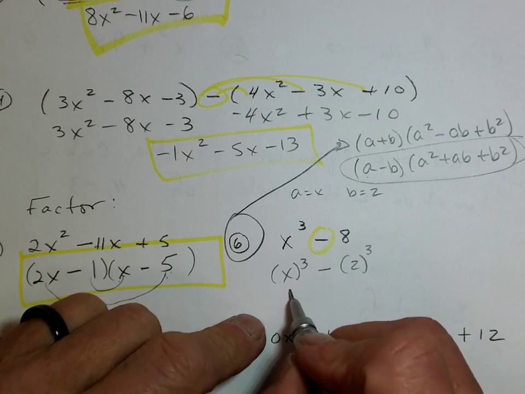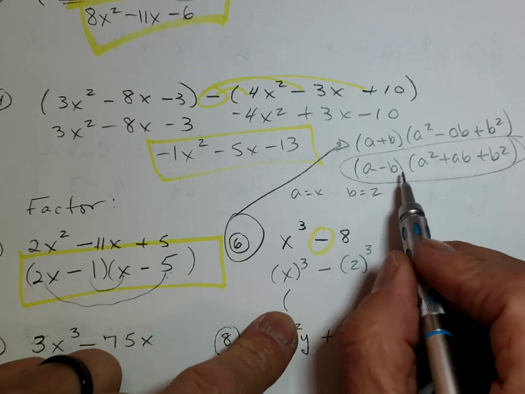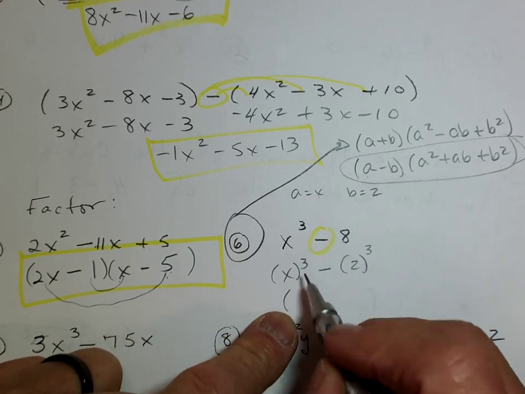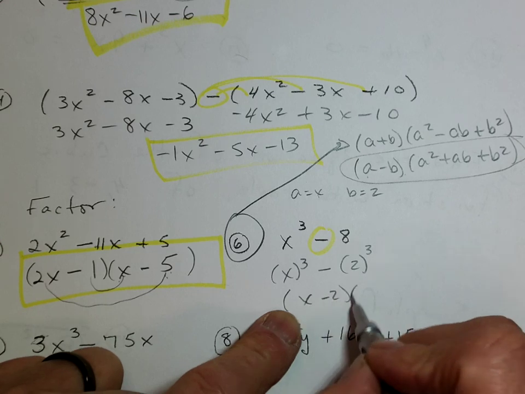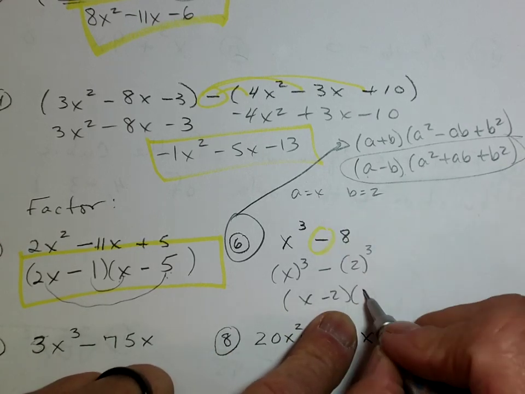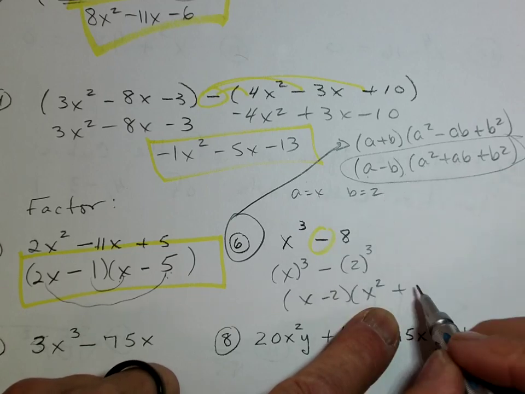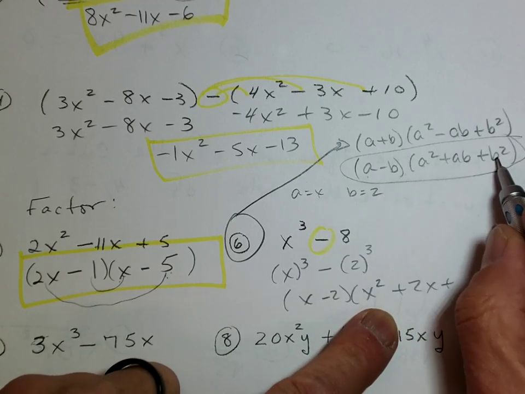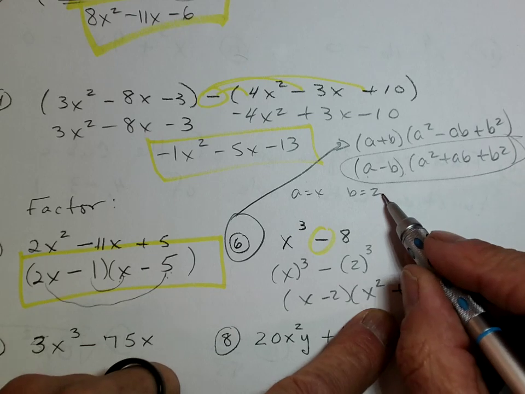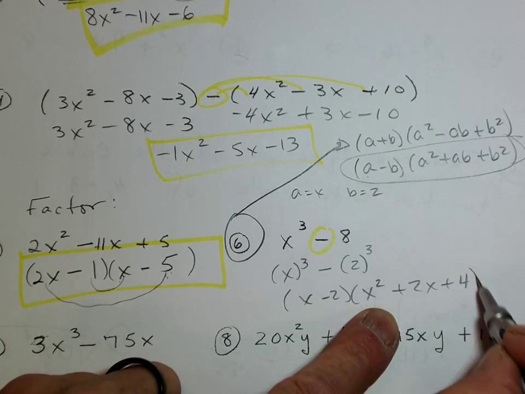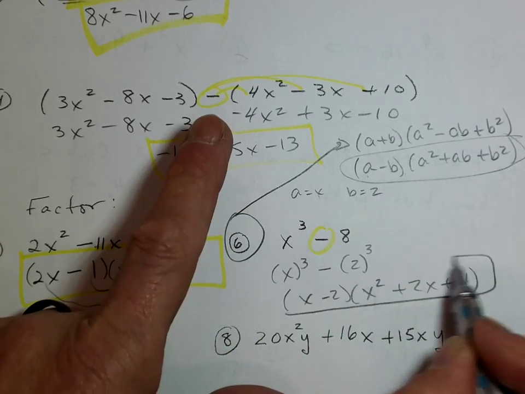So my answer is going to be a minus b, or x minus 2, times a squared, or x squared, plus ab. So multiply x and 2 makes it 2x, plus b squared. B is 2, 2 squared is 4. Okay, we did that a long time ago. That's my answer.